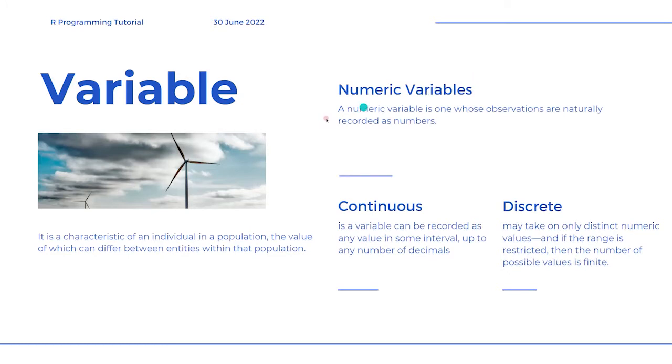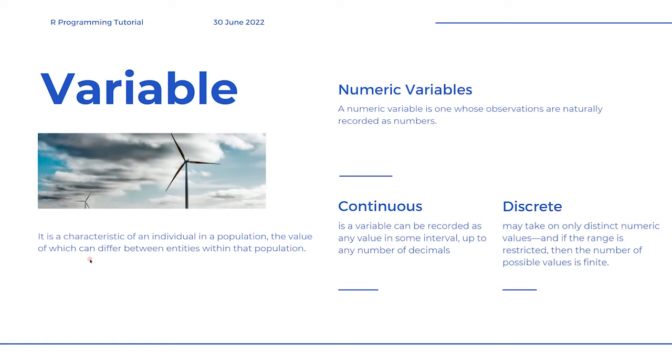Before we can begin summarizing or modeling our data, however, it is important to clearly identify your available variables. So what are variables? A variable is a characteristic of an individual in a population, the value of which can differ between entities within that population. So you recorded the age, sex, and humor level for a sample of people. These characteristics are your variables. The values measured will differ between individuals. From the word itself, variable, it varies. Whenever you get samples from people, there will be different responses.